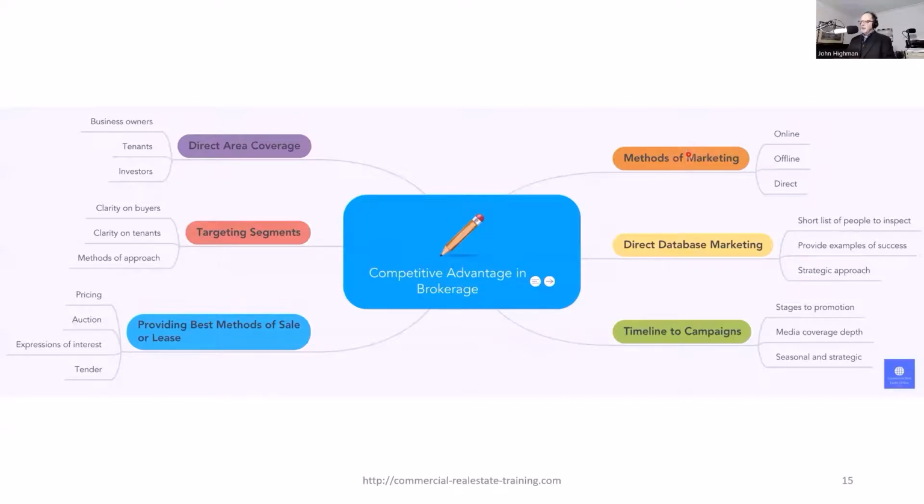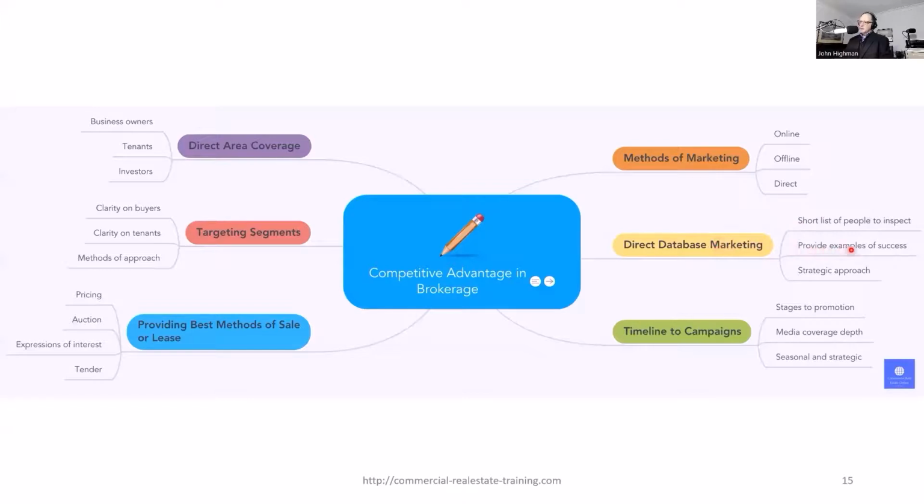The next point here is the method of marketing. Some methods of marketing will always be better than others. Online, offline, direct. When you've got a listing, a lot of direct marketing should go on, and that is telephone calls and dropping in brochures. The direct database method of marketing is very useful. If you're growing your database every day by talking to people, that database becomes valuable to you when it comes to promoting listings to the right people at the right time. So think about a list of people to inspect things and then go to your database and find them.